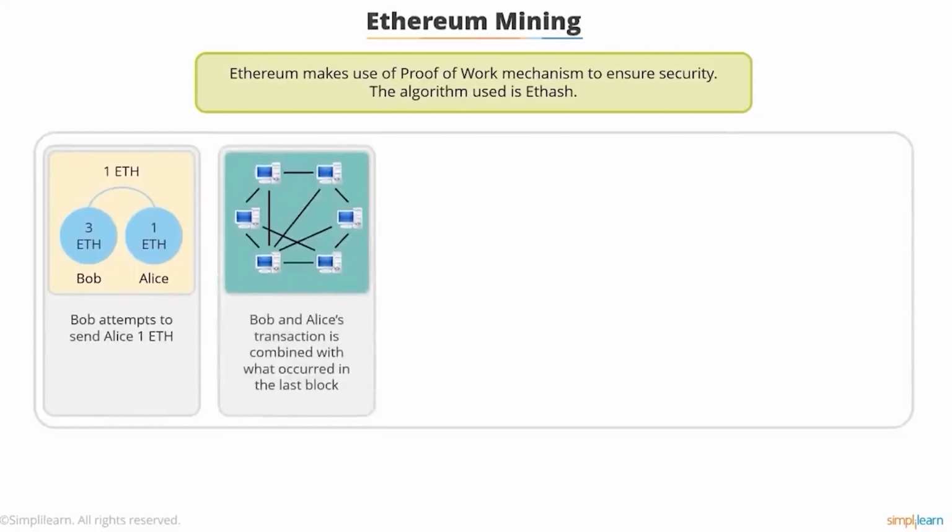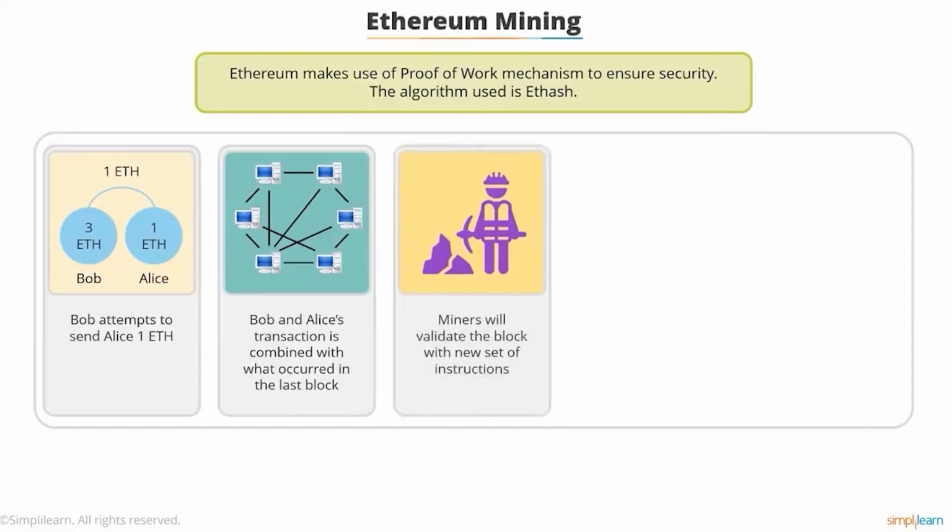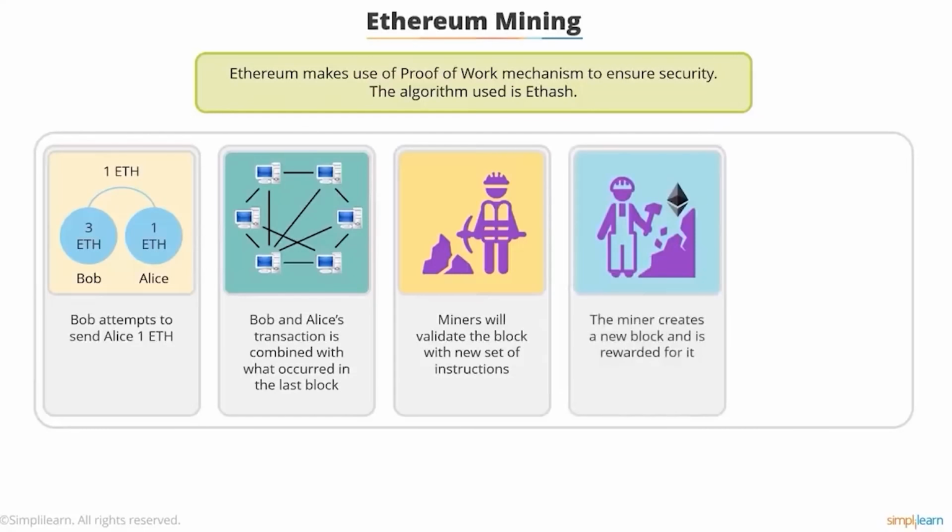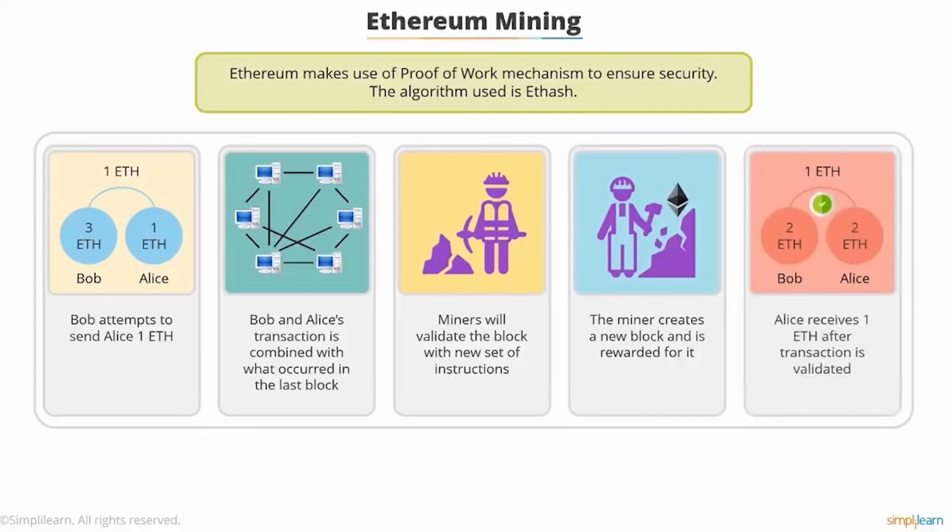Once Bob's transaction is initiated, it is combined with other transactions that have occurred in the last block. The miners will then validate the block with a new set of instructions. Once validated, the miner creates a new block and is rewarded for it. Thus, Alice receives 1 ETH after the transaction is validated.